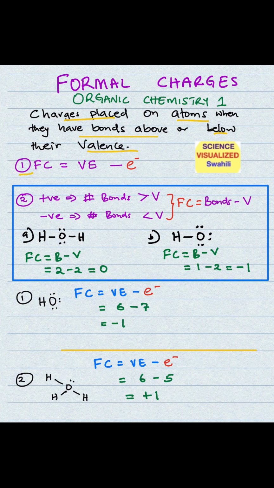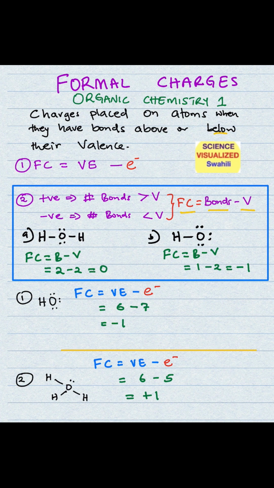The first one, formal charge equals the number of valence electrons minus the number of electrons that the atom has. Number two, this basically just focuses on the number of bonds. The formal charge will be positive if the number of bonds is greater than the valence, and negative if the number of bonds is less than the valence. So this gives us this formula: formal charge equals number of bonds minus the valence.